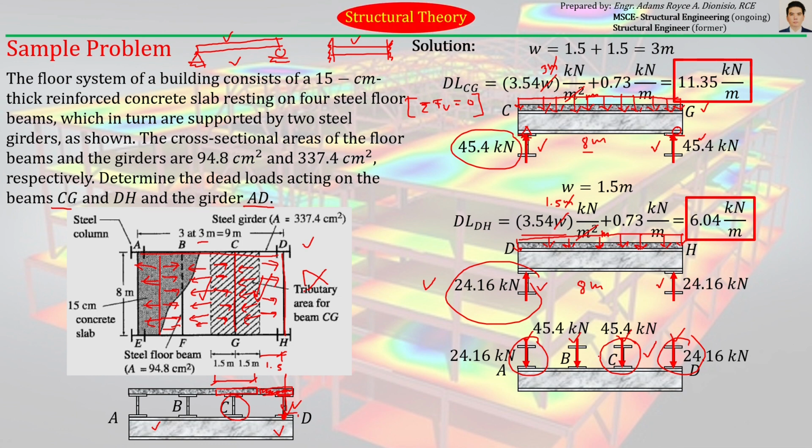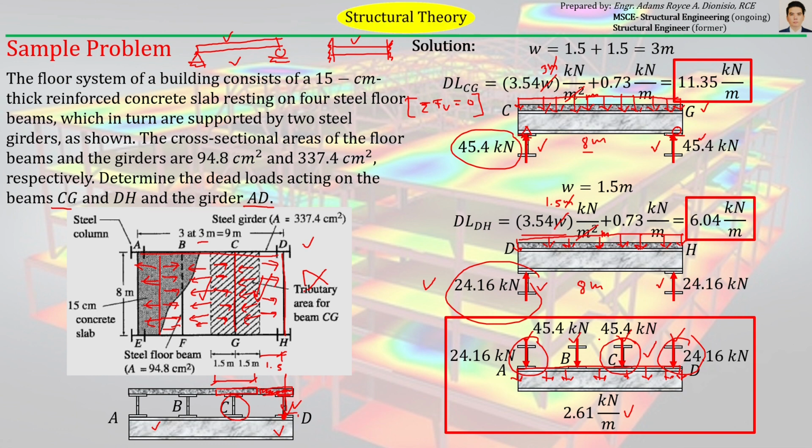Okay, so those are the concentrated loads being supported by girder AD in addition to its own weight, which is 2.61 kilonewtons per meter, which we computed earlier. So this load can be idealized as a uniformly distributed load. So you have a uniformly distributed load there in addition to the point loads coming from the floor beams. Okay, so that is the answer for the last question.